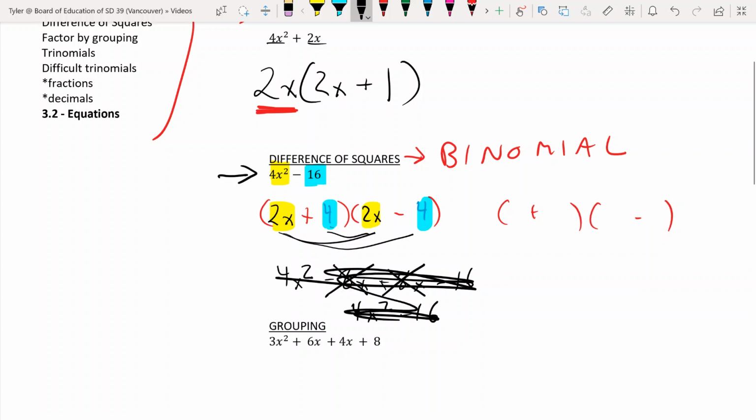Be careful, because you're going to get weird trick questions where it says stuff like this. Is that a square? Yes, it is. Is that a square?